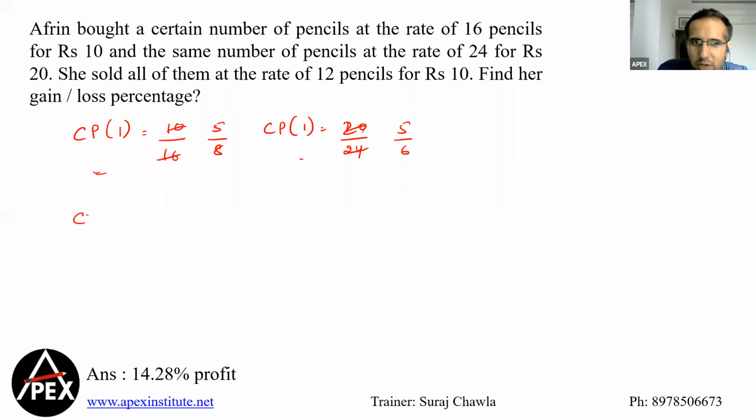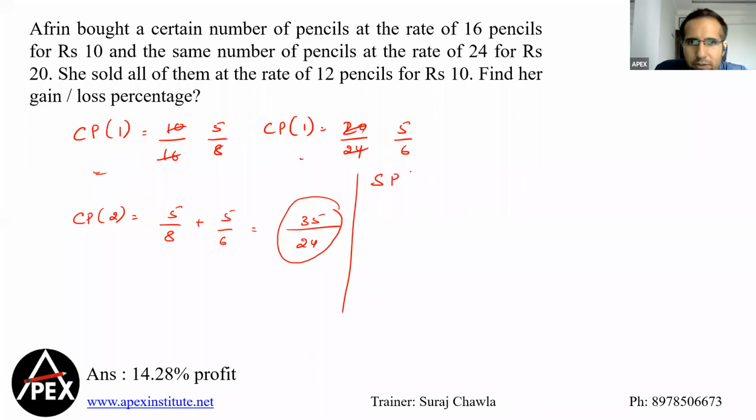So total cost price of 2 articles is 5/8 plus 5/6. Same, you take LCM 24. With 24, 3 5s are 15 and 4 5s are 20. So total cost price is 35/24. Now selling price of one pencil is equal to 10/12, so selling price of one pencil is equal to 5/6. Now I'm not looking at one pencil, I'm selling 2 pencils. So selling price of 2 pencils will be equal to 10/6.